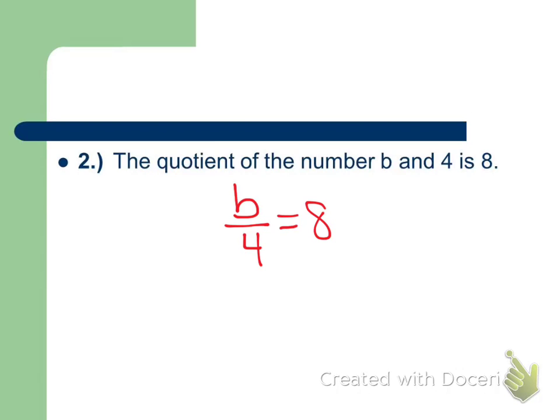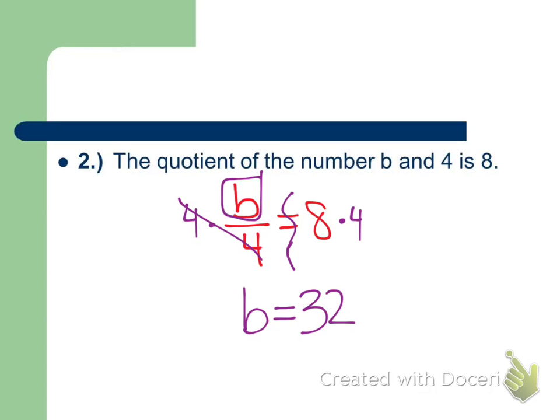Alright, Adrian, what are we going to do to undo division? Multiplication. So we are going to multiply both sides by what? By 4. Wonderful. On the left side, those reduce to 1. We are left with b equals 32.